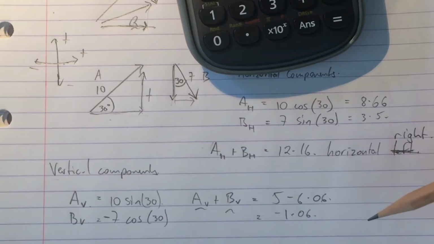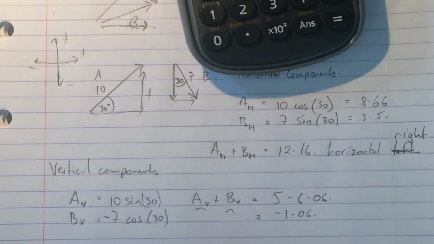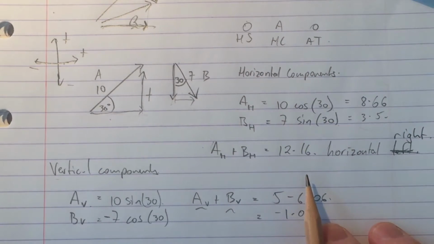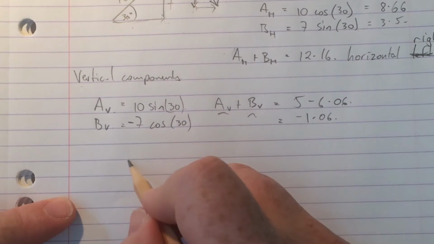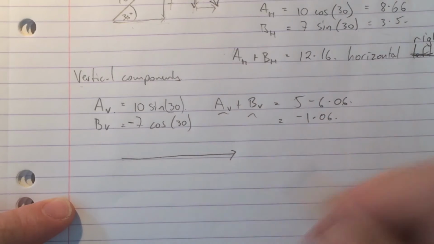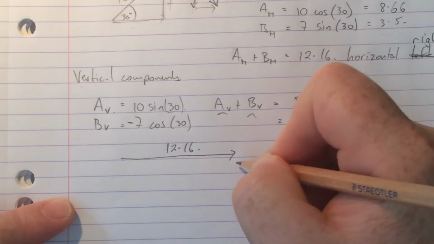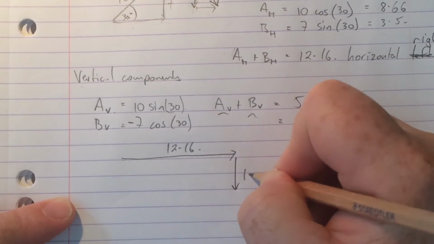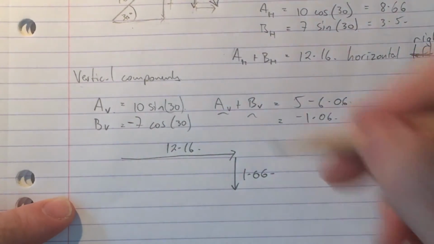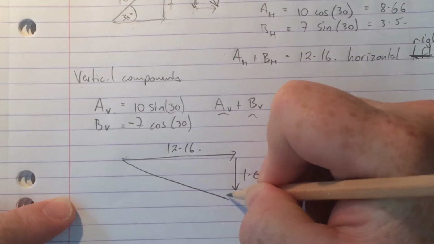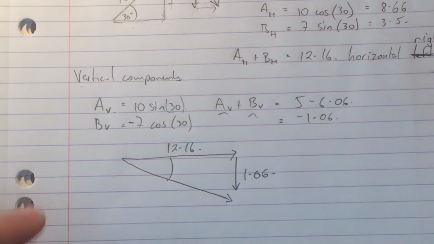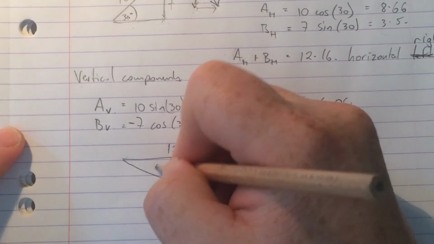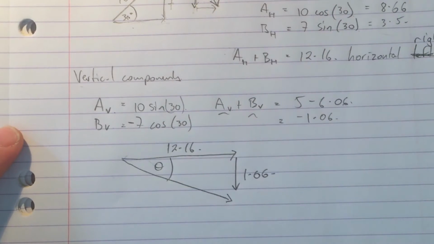So what that means is the vertical component of our resultant has a direction of downwards. So if we drew our resultant now, 12.16 horizontally, negative 1.06 vertically, it would look something like this. Our resultant really is something that will look a little bit like this. All that's left for us to do is find the angle and the length.